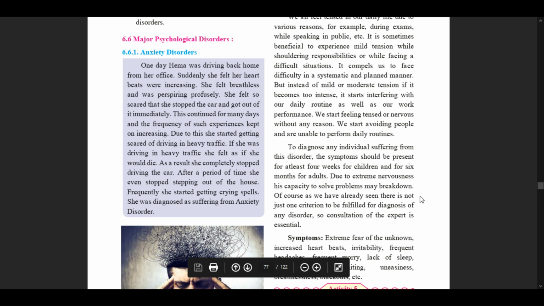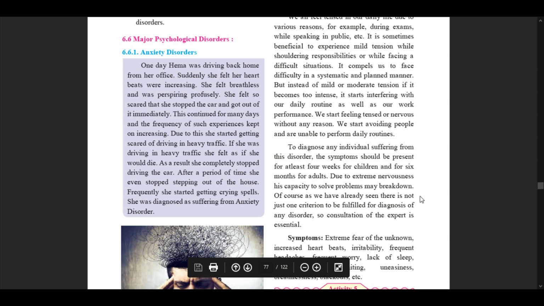So let's begin without further ado. Unit 6.6, major psychological disorders. We start with the first subunit for our unit 6.6, that is 6.6.1, anxiety disorders. So we'll read the example given here first, and this is what explains to us what this whole subtopic is about.